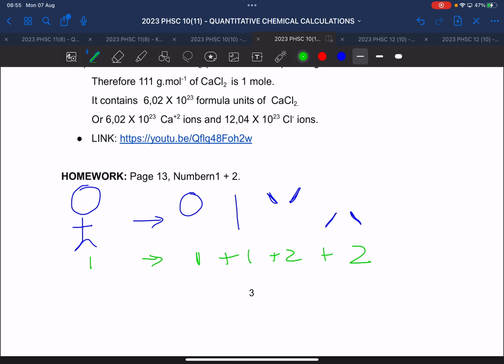Now I tell you, I don't have just one man. I actually had 6 men. How many heads do I have now? 6 heads, 6 bodies, 12 arms, 12 legs. Nou sê ek vir jou, ek het nie 6 manne nie, ek het 'n mol manne. 6,02 maal 10 to die mag 23 manne. Hoeveel koppe het ek? 6,02 maal 10 to die mag 23. Hoeveel lywe het ek?